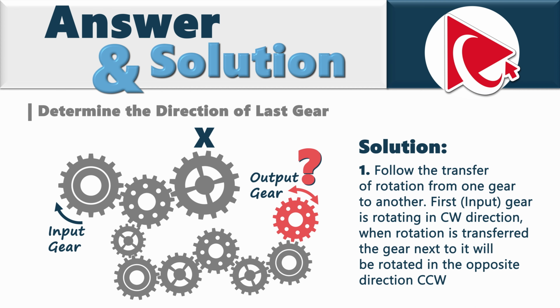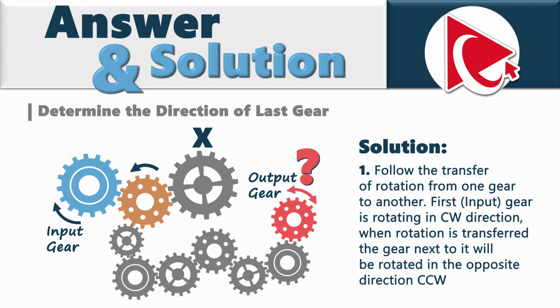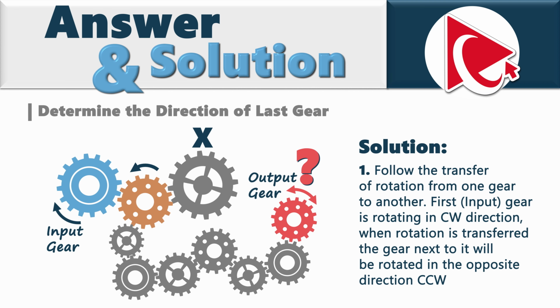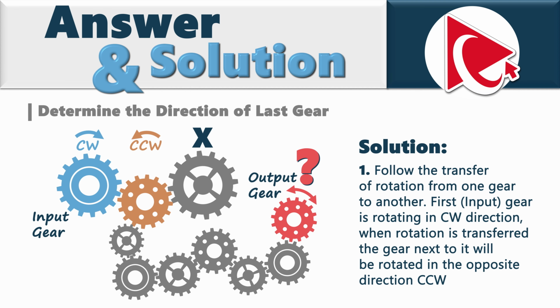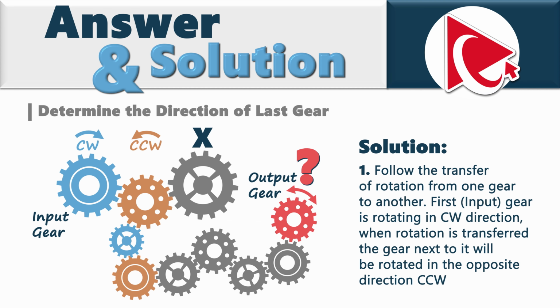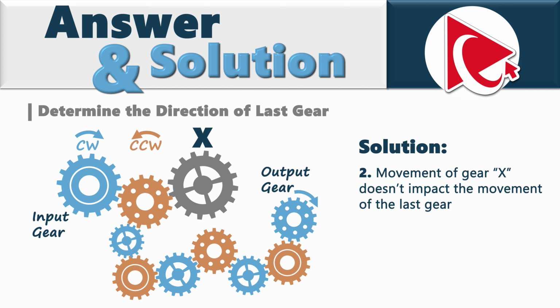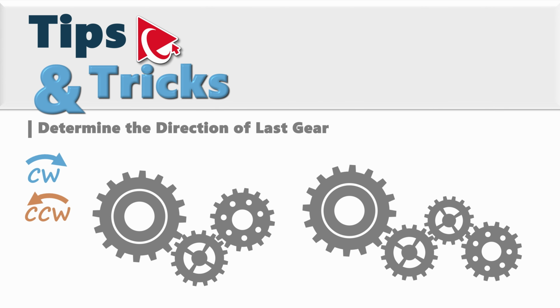Let's solve this challenge by following the transfer of rotation from one gear to another. Our first input gear is rotating in clockwise direction. As you might be well aware, when rotation is transferred to another gear, it will be rotated in the opposite direction, which would be counterclockwise. Let's follow the directions for each gear. Input 1 is clockwise, then counterclockwise, clockwise again, counterclockwise again, clockwise, counterclockwise, clockwise, counterclockwise, and the output gear is rotating in clockwise direction.